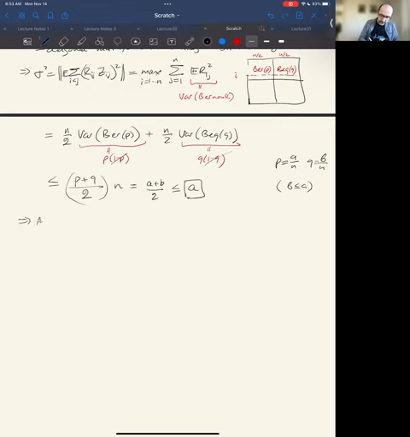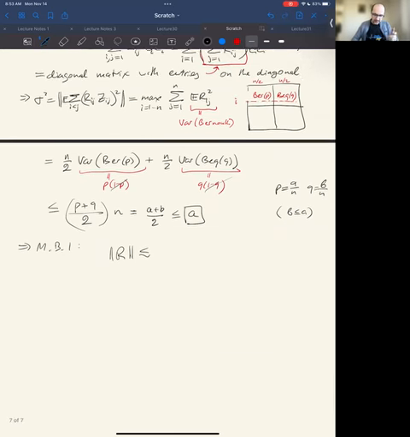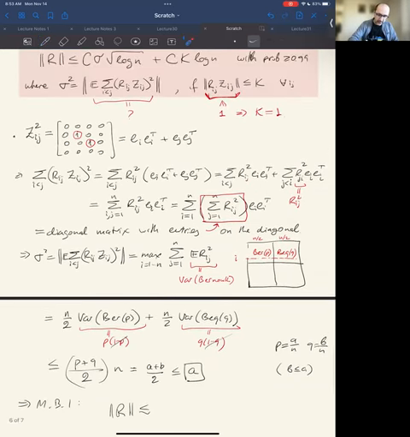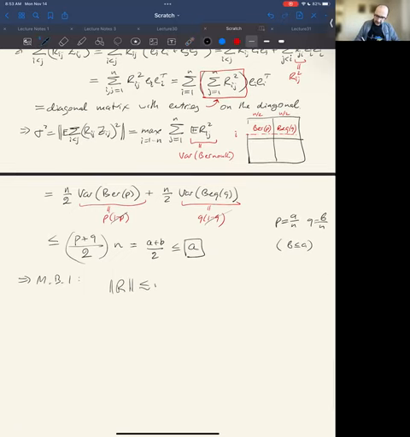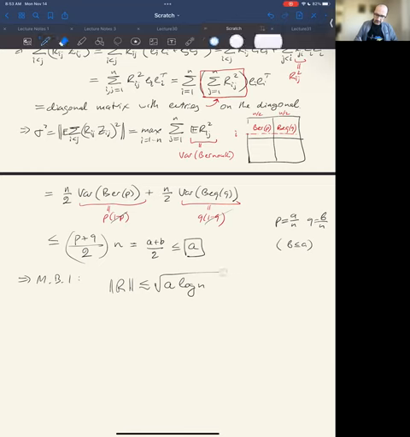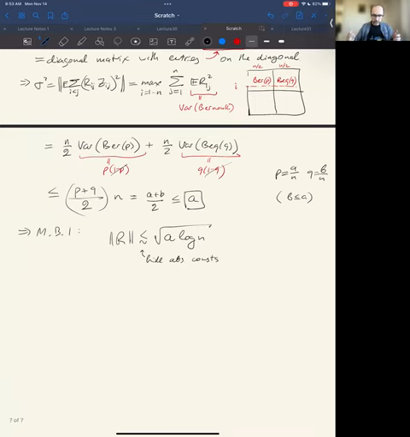Good. So we just apply matrix Bernstein's inequality now. R is bounded by sigma root log n plus this. This was very simple. This was just one, so I can forget about that. So R is less than sigma, which is root a, times root log n. And you know what, guys? Let me write this to hide absolute constants. So there is an absolute constant up front. Good, we bounded that one.